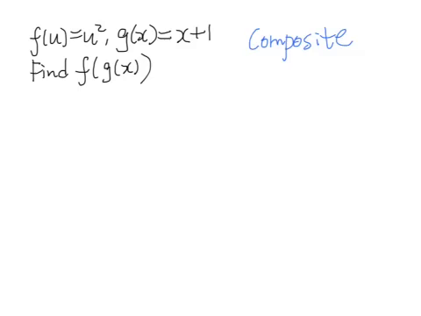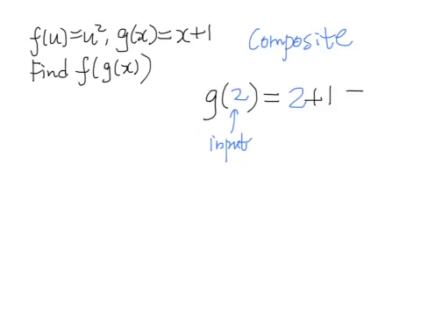So let's look at this. For example, what exactly is g of 2 in this case? Well, 2 is your input, right? So what we will have is 2 plus 1, right? Because g of x equals x plus 1, okay? And in here, your output will become 3, okay? Now, then what?